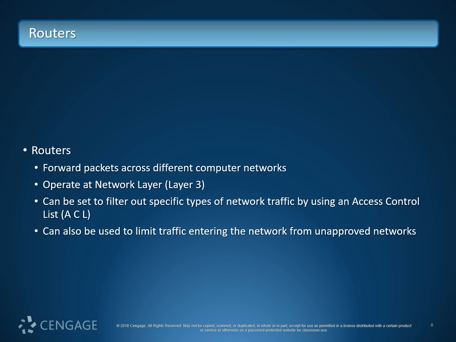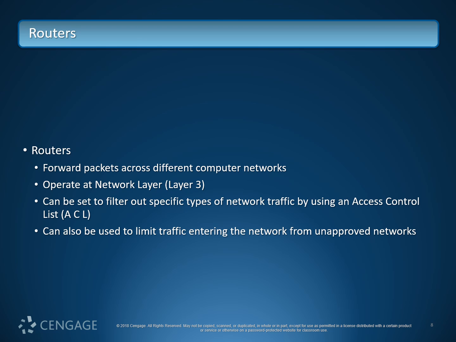Routers are going to forward packets across different computer networks. So switches deal with internal traffic, routers deal with external traffic. SOHO routers traditionally involve the capabilities of a switch in terms of routing local traffic, as well as the routing capabilities for external traffic. Now, routers operate at layer 3, above the data link layer, above a bridge.